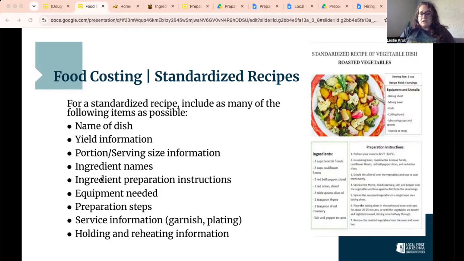Then there are instructions, detailed instructions step by step. On the top right, you'll actually see the equipment and utensils that are needed to make this recipe, which helps to save some time when somebody is going to make this. They know what to grab when they go to their station to start preparing it. And then, of course, any information on here about holding or reheating, and again, how you would serve it, really helpful information to have on here. And I suggest doing this across the board for your recipes and actually making a binder of these so it's easy to reference when needed.